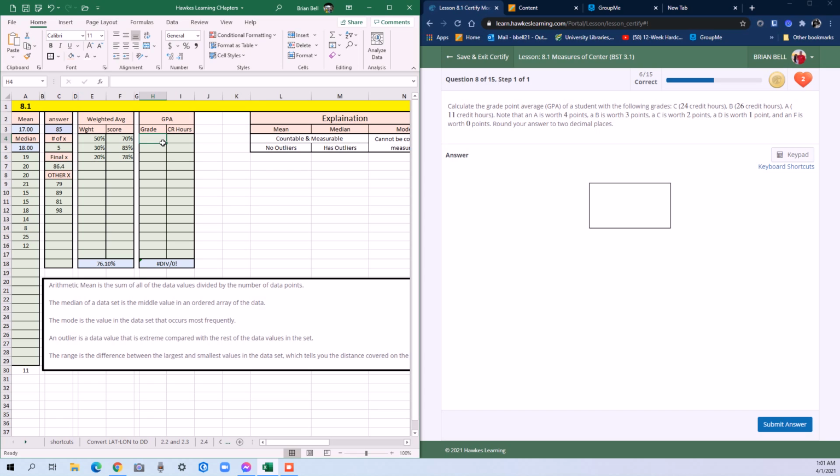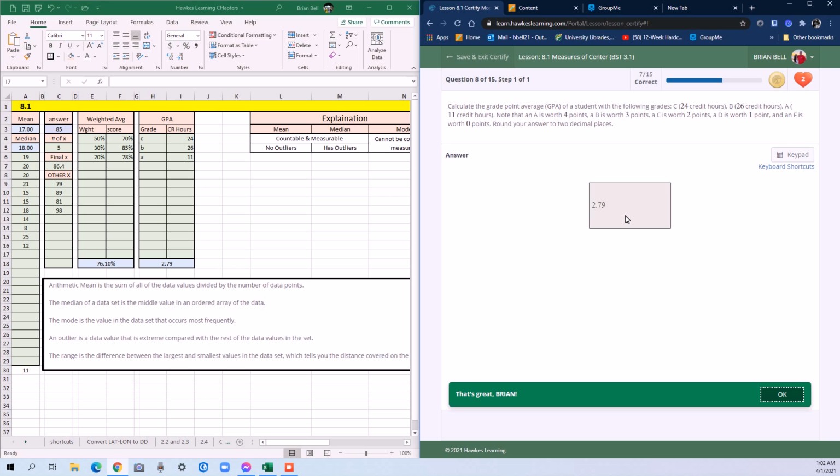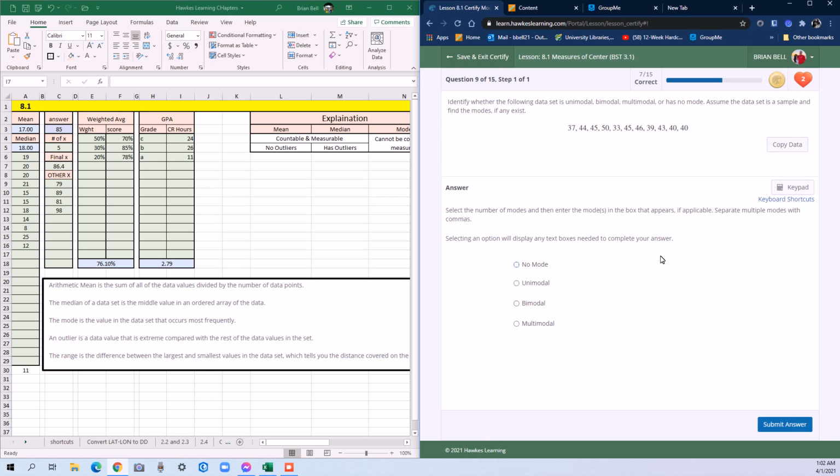So what we're gonna do here is we're gonna put in the information that we see from left to right. C and 24. So right here we're gonna put C and 24, right? B and 26, and then A and 11. Okay, and that's going to give us a GPA of 2.79. That is going to give us a green bar. You're welcome. Okay, and now we're going to go ahead and pause because this is also redundant.